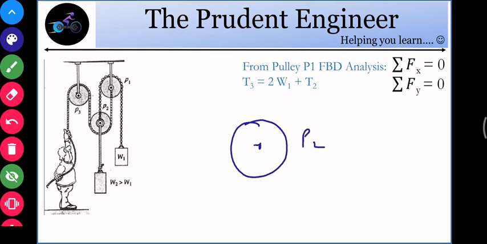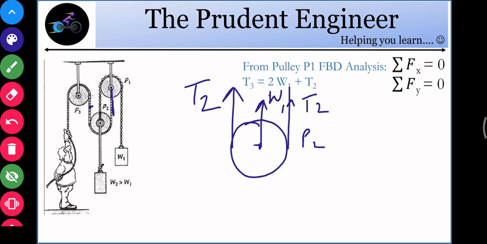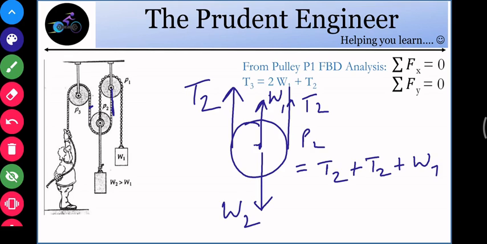For P2, tension T2 is coming in on the right hand side from the top. This T2 is again going to the left. There is a rope carrying a W1 load in the center of the pulley, and there is a load W2 on the downside. Take any sign convention, whether positive or negative, the answer will be the same. I'm taking upside as positive, and I will get T2 plus T2 plus W1 is equal to W2.